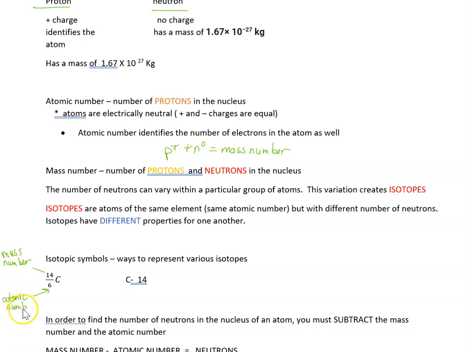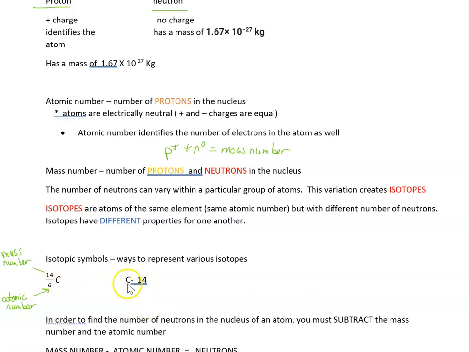So if you have this type of symbol, you can find all 3 particles. If you know the atomic number is 6, then that's telling you that you have 6 protons and 6 electrons. Then you can subtract this mass number and this atomic number and get your number of neutrons. Okay, so you can find the number of all 3 particles with this type of symbol.